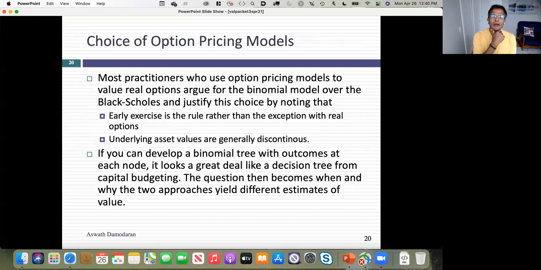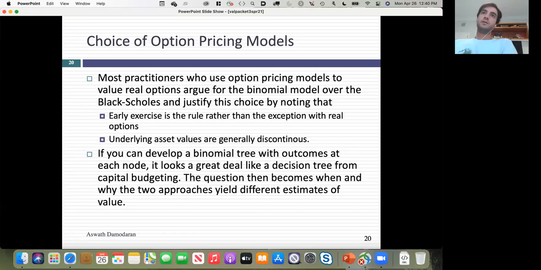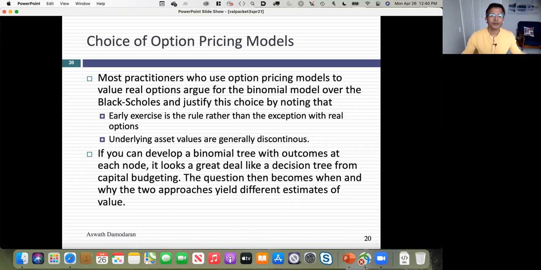Rodrigo, do you remember what the Black-Scholes model values? European options. European options can be exercised only at maturity, right?